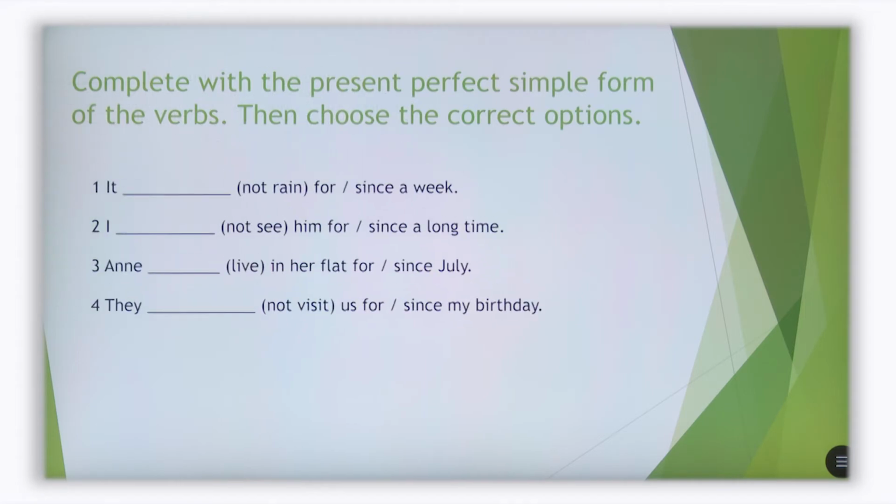So, here you have some incomplete sentences, which you are going to complete by using the verbs in the brackets and the present perfect. What do you think about the first one? How would you complete it? It, in the brackets, rain, for or since a week. You have to choose for or since in this case.